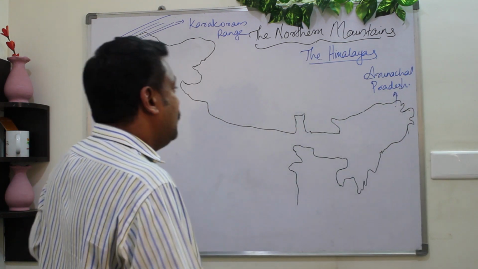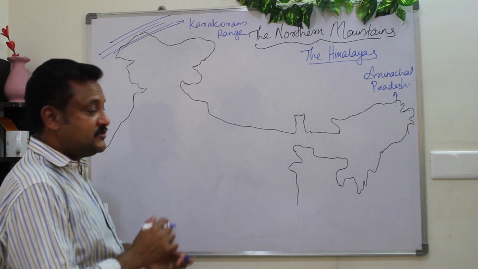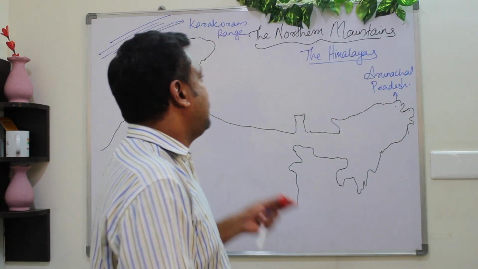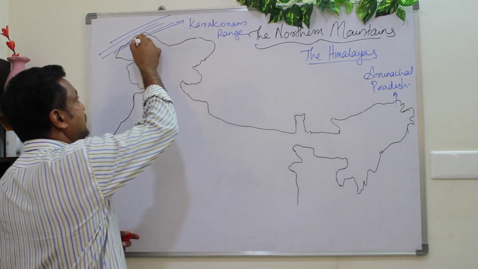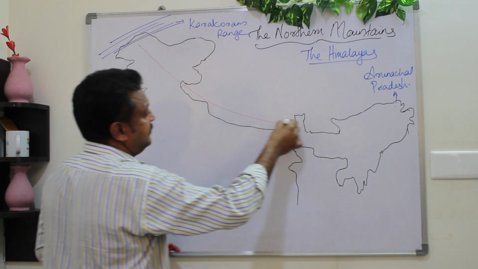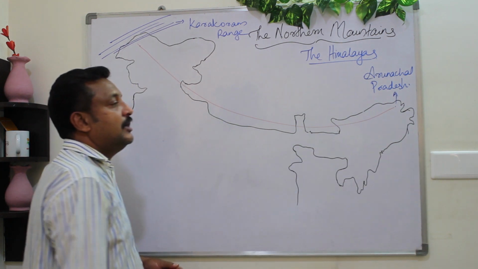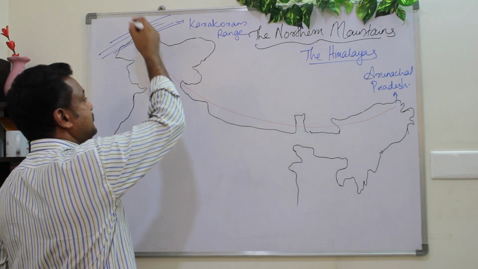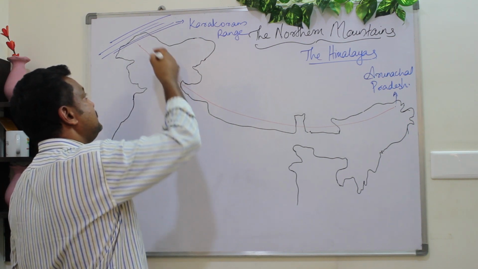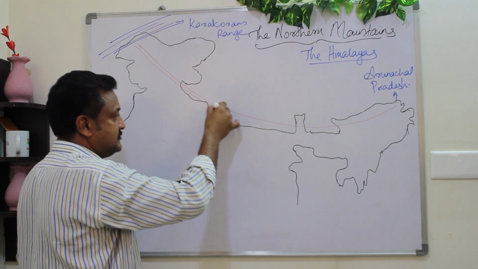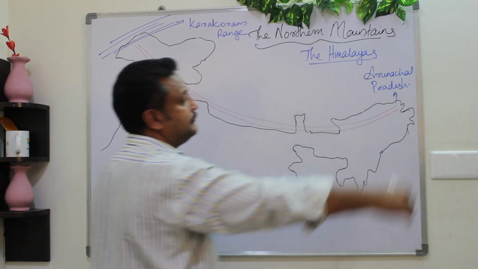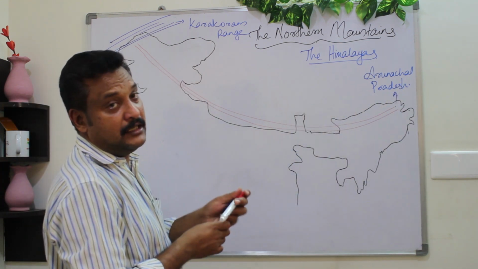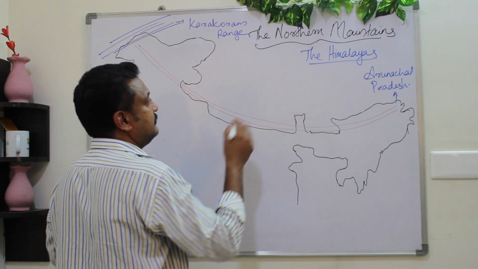Okay, so the Himalayas starts where? In the Kashmir. Okay, to the south of the Karakoram range, the Himalayas starts and it runs like this to Arunachal Pradesh. Okay, so the Himalayas starts next to the Karakoram range and it runs. This is the line. This is the Himalayas. Okay.